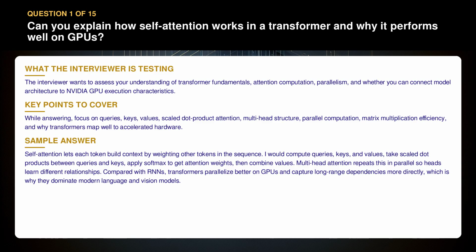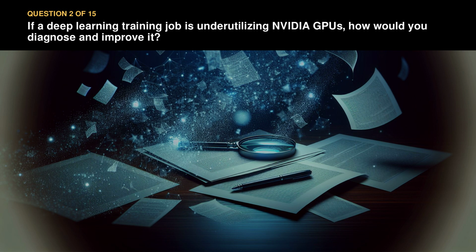Self-attention lets each token build context by weighting other tokens in the sequence. I would compute queries, keys, and values. Take scaled dot products between queries and keys. Apply softmax to get attention weights. Then combine values. Multi-head attention repeats this in parallel, so heads learn different relationships. Compared with RNNs, transformers parallelize better on GPUs and capture long-range dependencies more directly, which is why they dominate modern language and vision models.